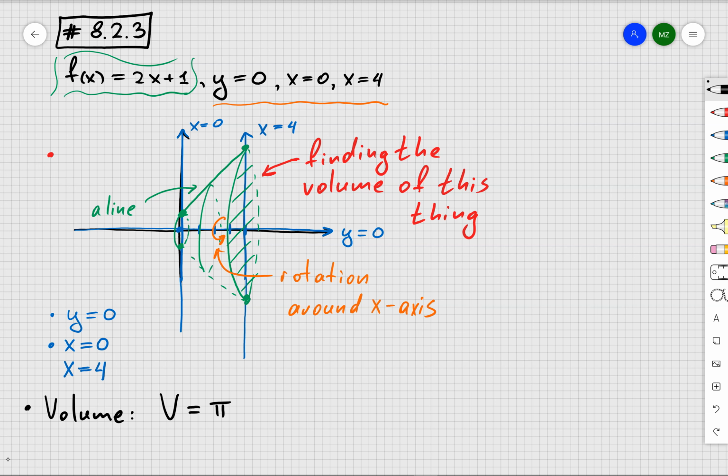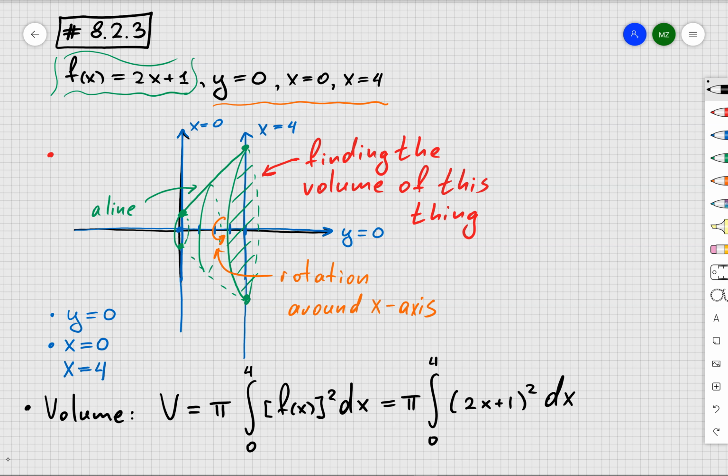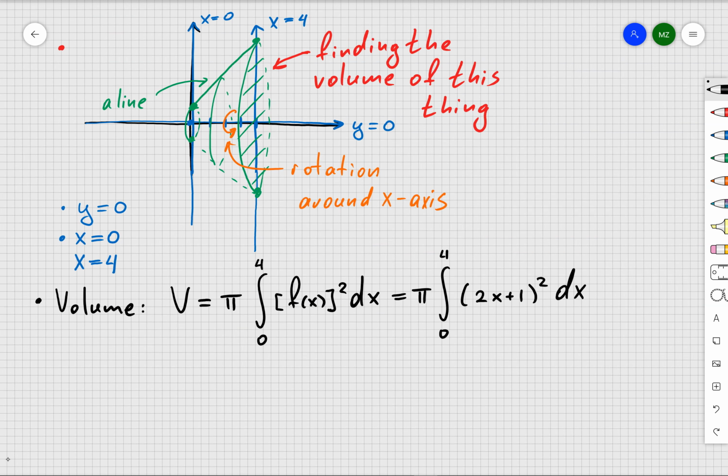So to compute the volume, I need to apply the formula, which is pi times the integral between my bounds, 0 and 4, of my function squared. And since my function is 2x plus 1, I'm going to obtain the following integral. But here I'm going to do a small trick, and I know that the answer is going to be (2x plus 1) to the power of 3 over 3 times 1/2.